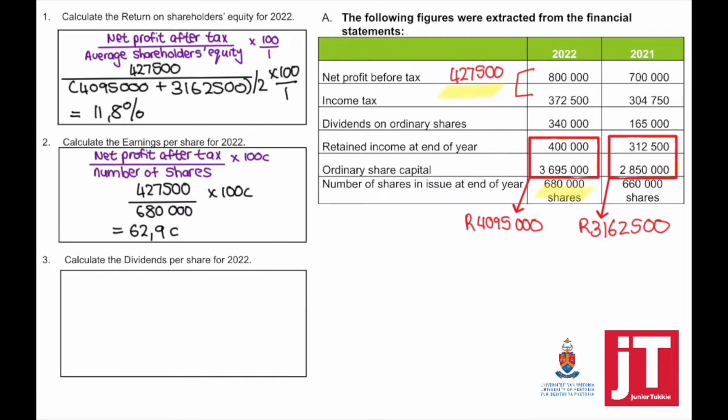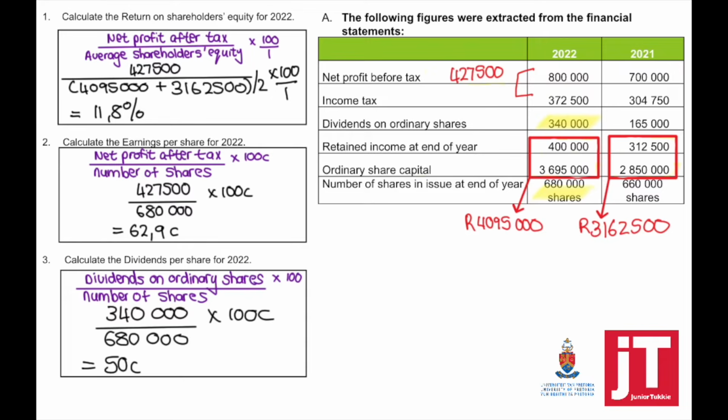So we take the net profit after tax divided by the number of shares. Take note, it's times 100 cents. So your answer must be in cents. 62.9 cents. To calculate the dividends per share, we need to take the dividends on ordinary shares divided by the number of shares. Again, it's times 100 cents. So my answer is 50 cents.